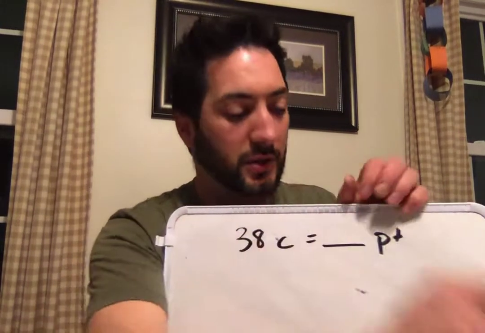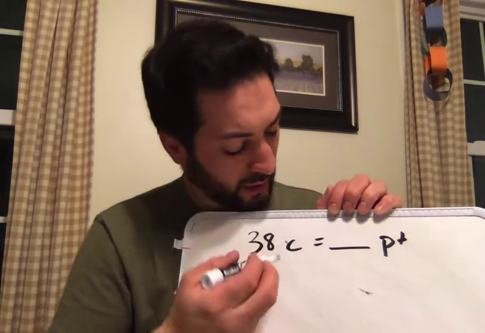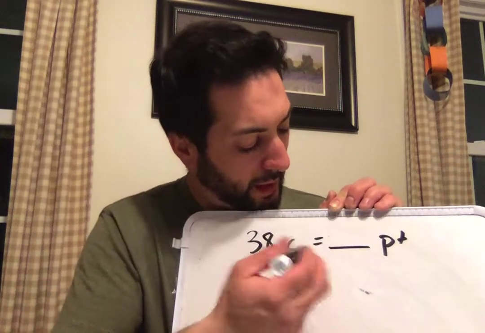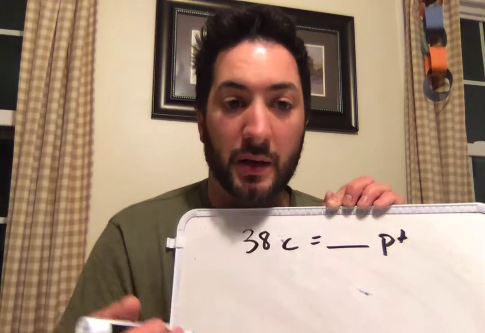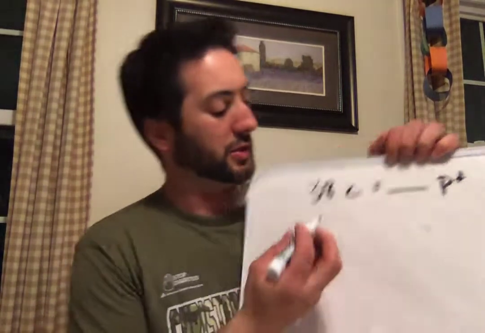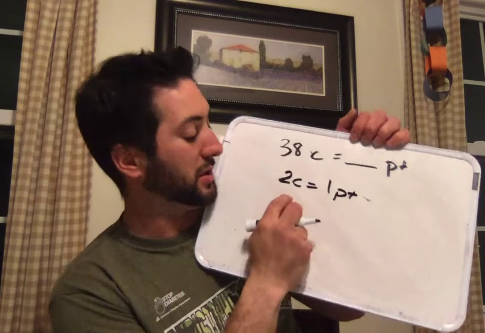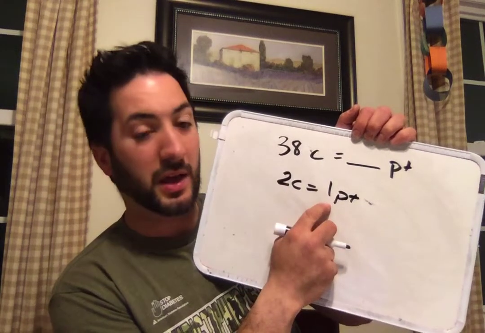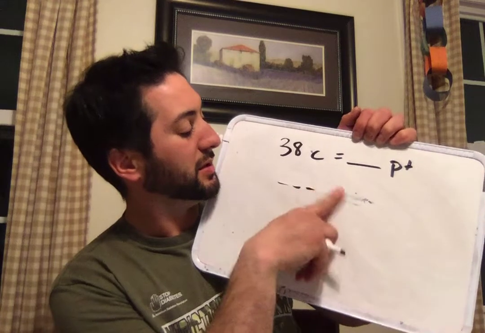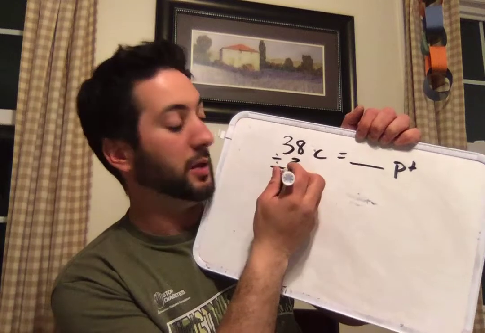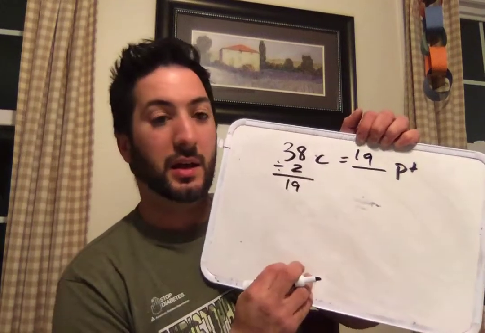38 cups equals blank pints. Okay, difficult to write backwards, but let's try it. Now we need to ask ourselves how many cups are in a pint. There are 2 cups for every pint. So think of this relationship: 2 cups equals 1 pint. So you can see clearly that the cups number is going to be twice as big as the pints number. I divide this by 2, and that equals 19. Okay, 19 pints. So 19 was the correct answer.